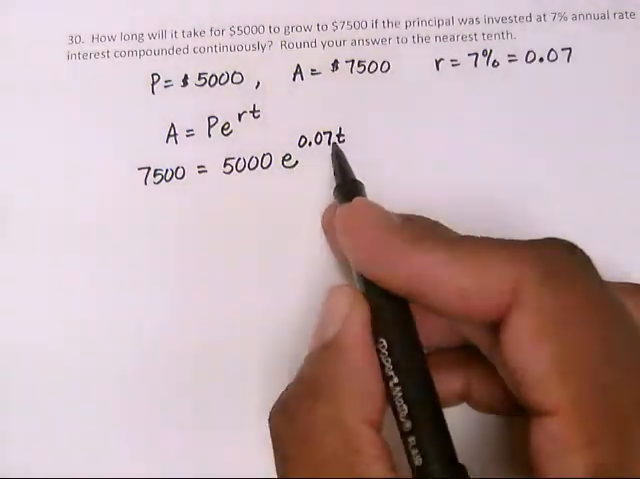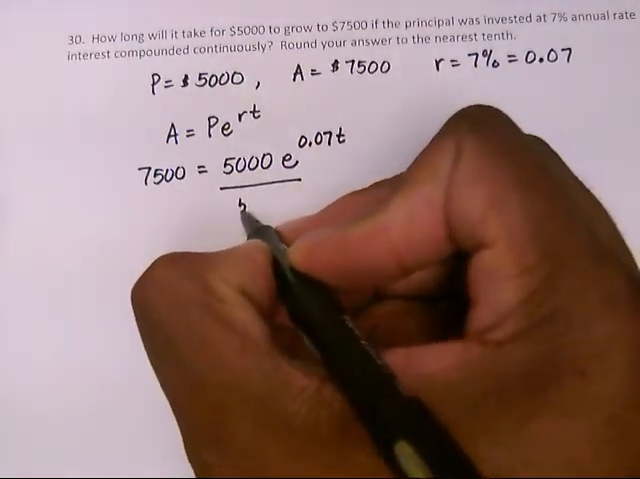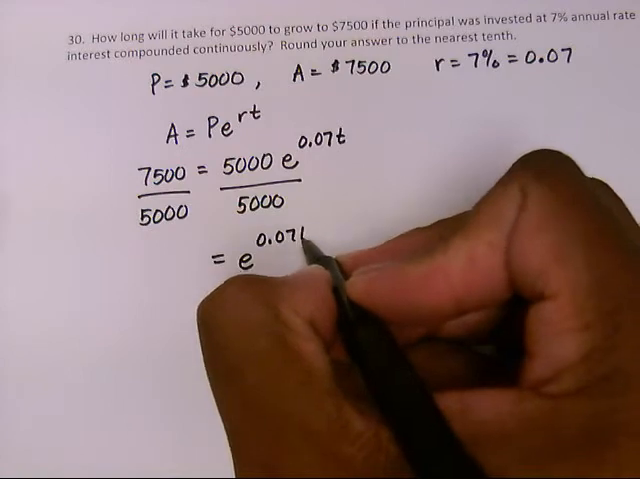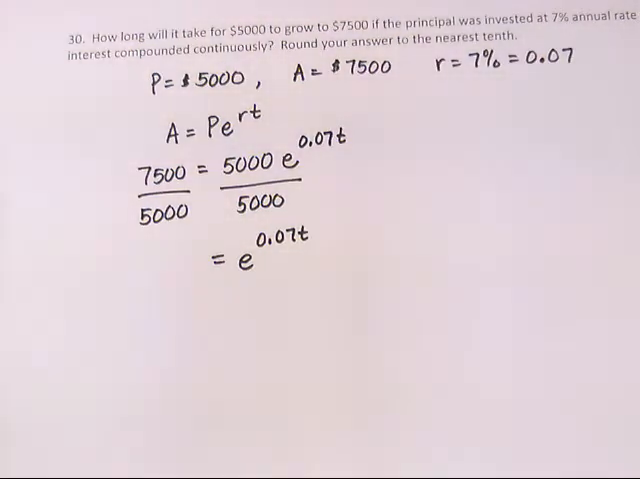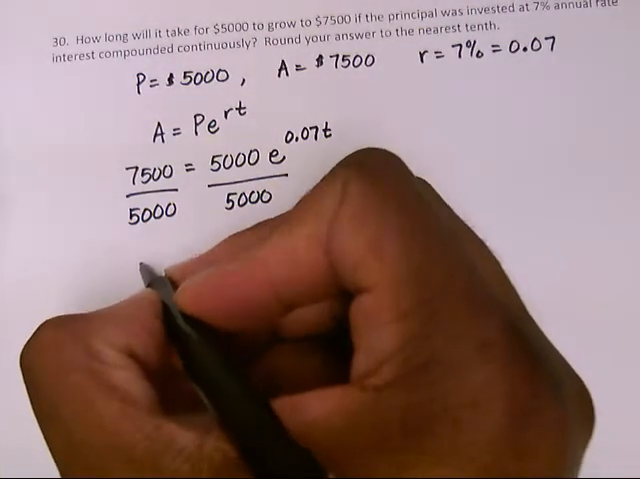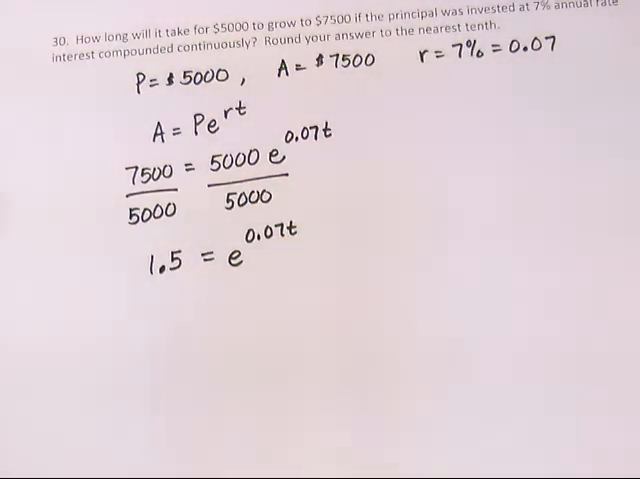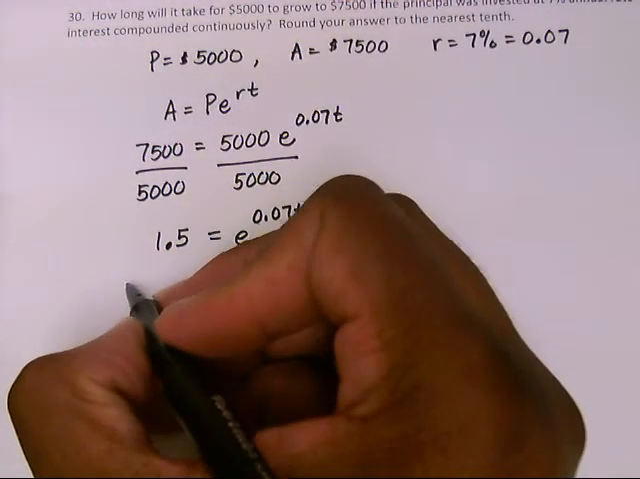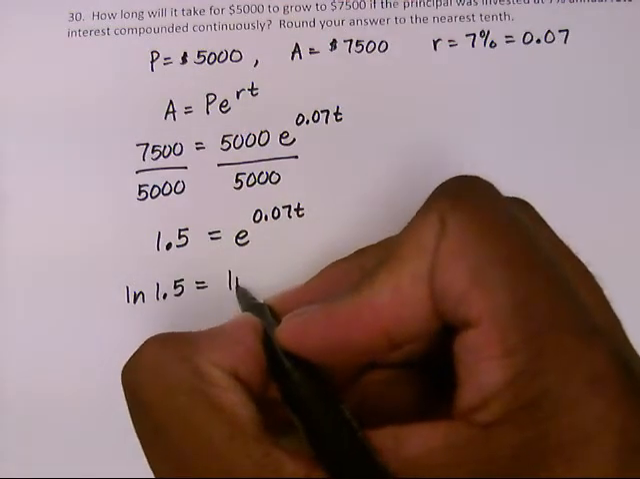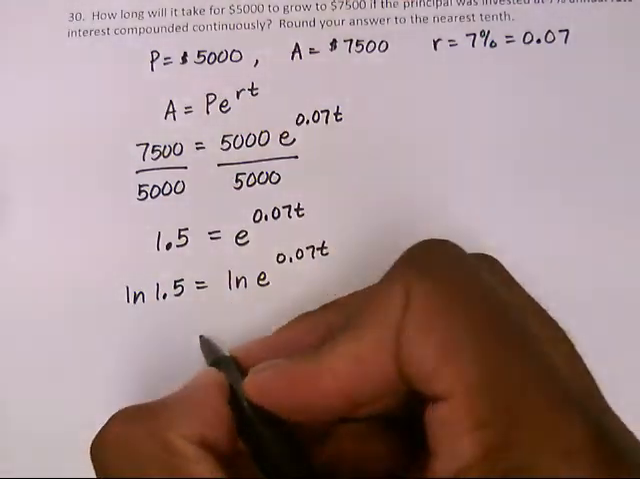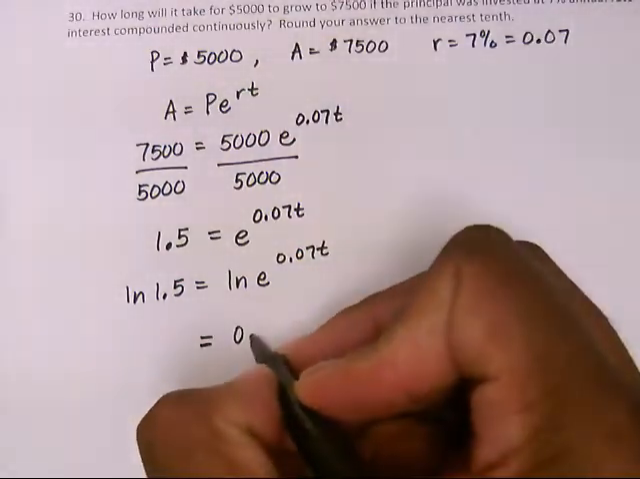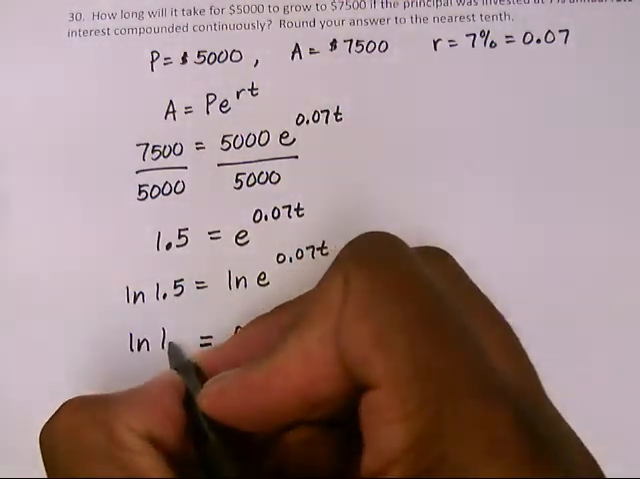And then the next step would be to get e to the 0.07t by itself. It's being multiplied by 5,000, so we need to divide both sides by 5,000. So that means I'm going to have e to the 0.07t equaling 7,500 divided by 5,000, which is 1.5. So I have 1.5 equaling e to the 0.07t. And now, since e and the natural logarithm are inverses of each other, this is an exponential equation, so I need to take the ln on both sides. Because ln of e to whatever that exponent is gives that exponent. So I'm going to have 0.07t equals ln of 1.5.